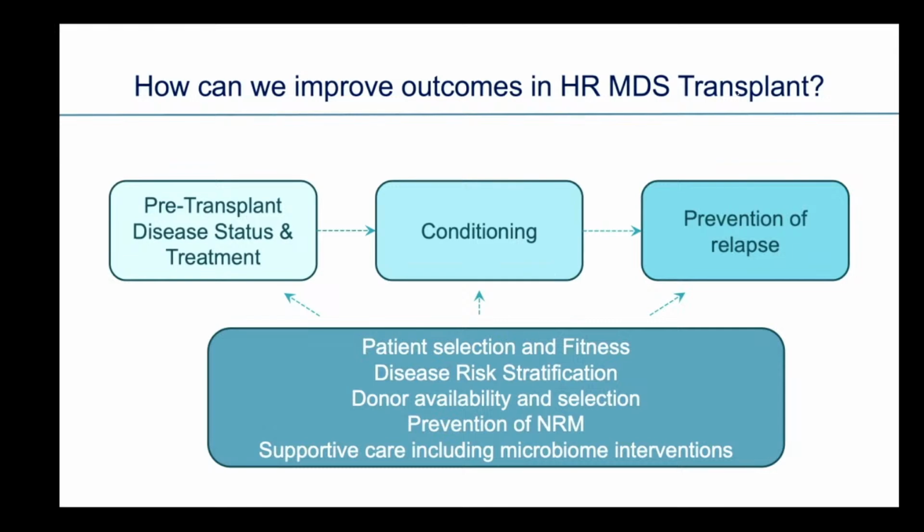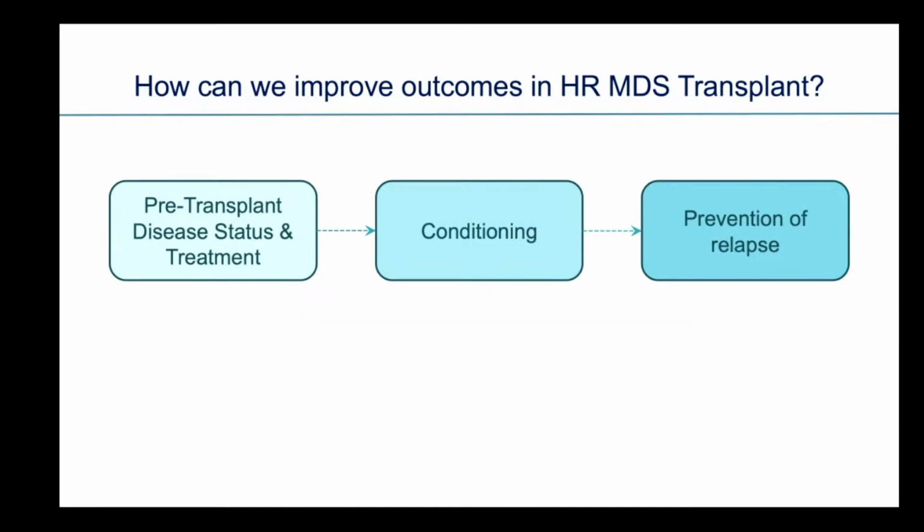So we have the pre-transplant disease status and treatment, what the role of conditioning is, and finally prevention of relapse post-transplant. And all of these separate stages are impacted upon by factors such as patient selection and fitness, disease risk stratification, donor availability and selection, preventing NRM, and supportive care such as microbiome interventions, which are increasingly being explored. So I won't be focusing on the wider areas which are more cross-cutting, but on these specific areas.